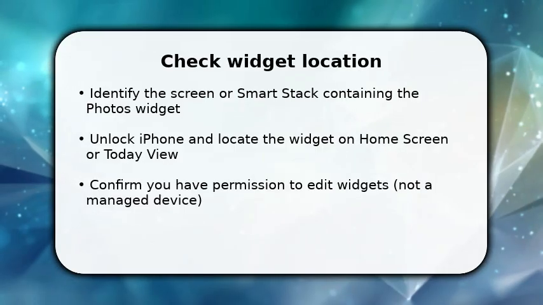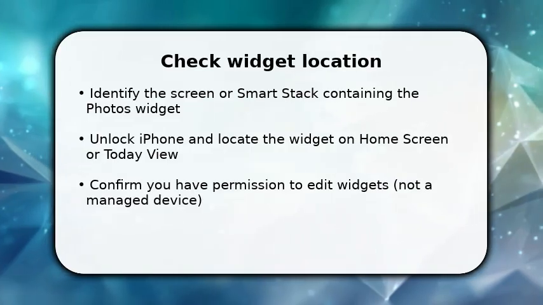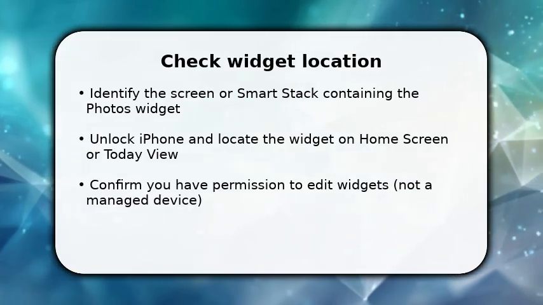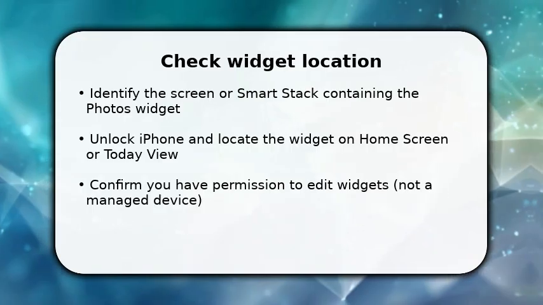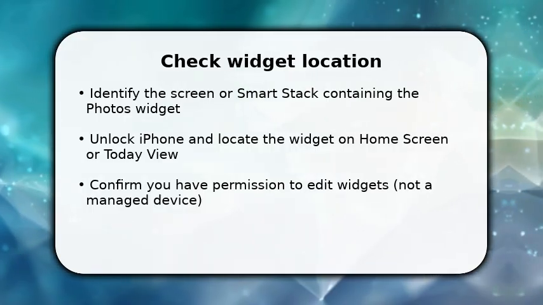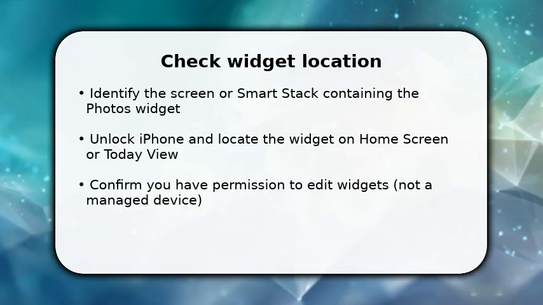You're going to remove the Photos widget now. First, find the widget on your home screen or in Today View. Make sure the phone is unlocked. Once located, touch and hold the widget until a quick menu appears.